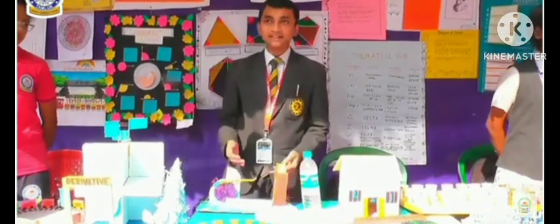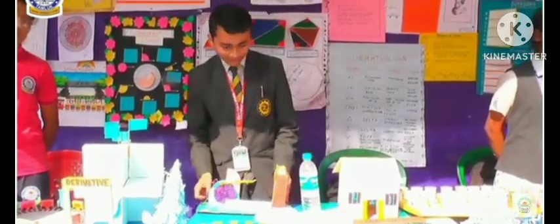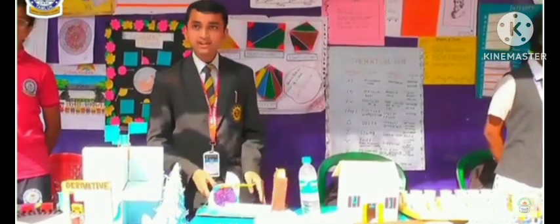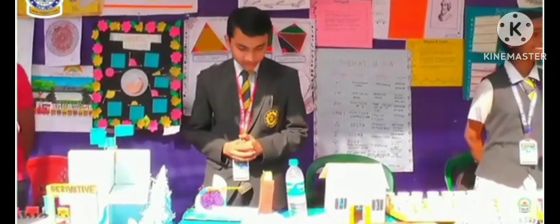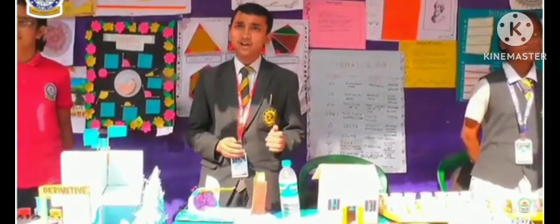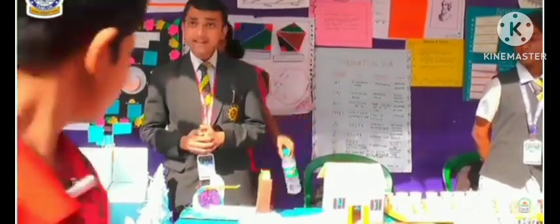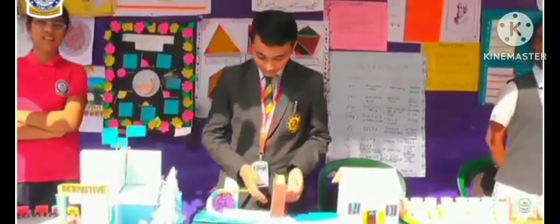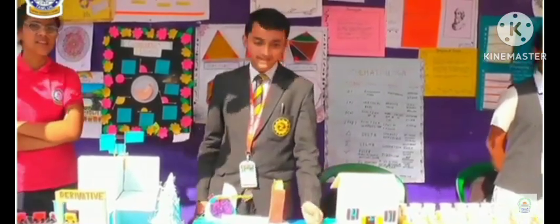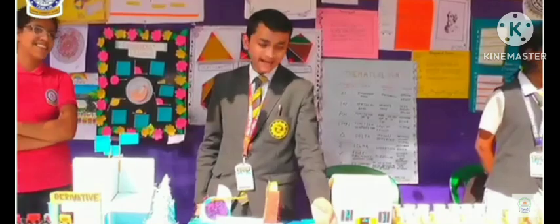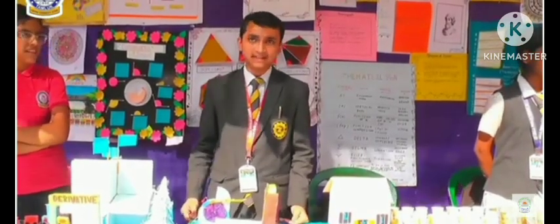Now come to our trigonometry model. For example, you have come to Qutub Minar. In Qutub Minar, you do not know the height of the building. By the use of trigonometry, that is angle of elevation and angle of depression, you can measure the height of Qutub Minar.